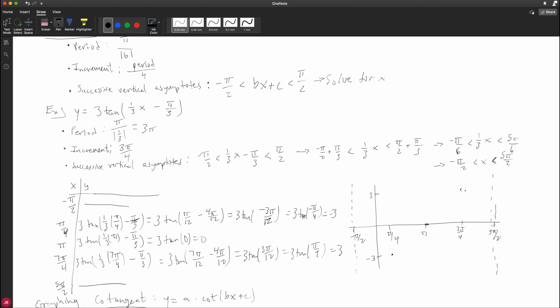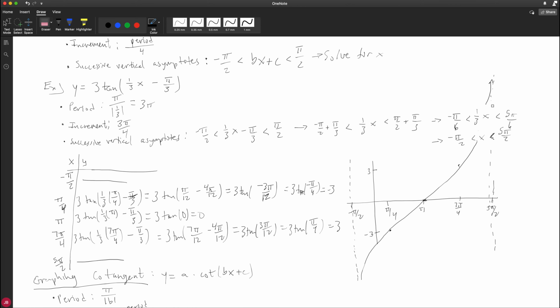Now the way the tangent works is it kind of snakes between these 3 values. And it goes towards the asymptote in either direction. So here, it kind of goes like this. Just snake your way through these values. And now, here's the asymptote here. So it kind of goes like that.